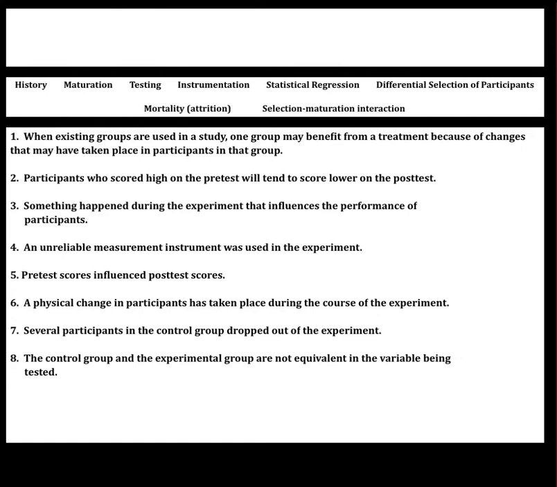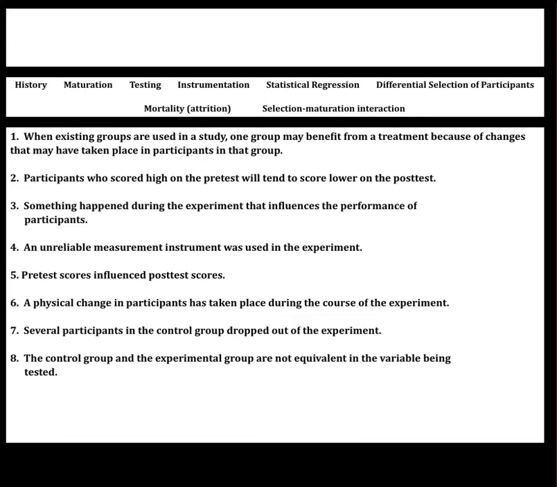Let's take a look at number 2. Participants who scored high on the pretest will tend to score lower on the post-test. Well, that's statistical regression. If scores are extremely high or extremely low, they'll tend to move towards the mean. That's the threat of statistical regression.